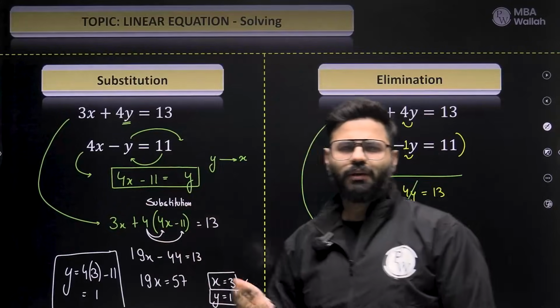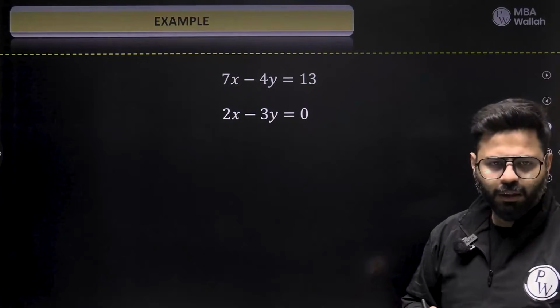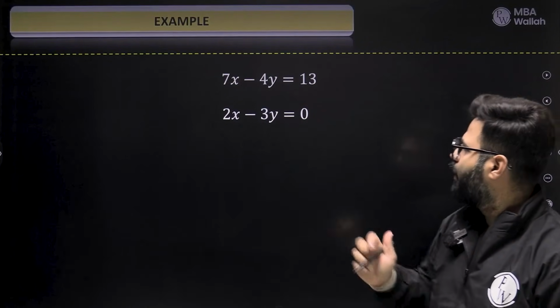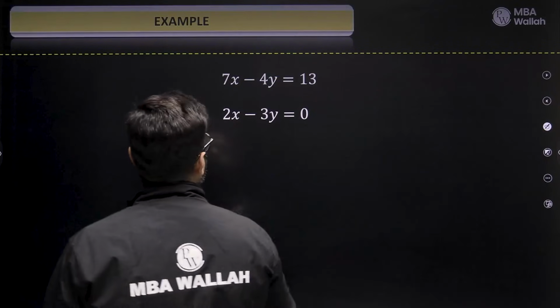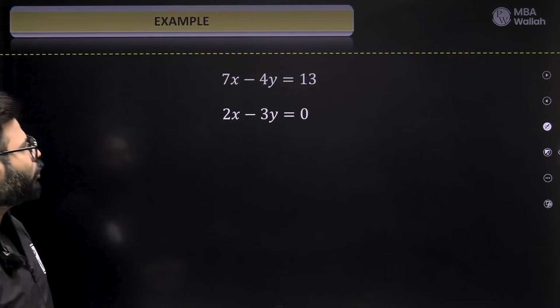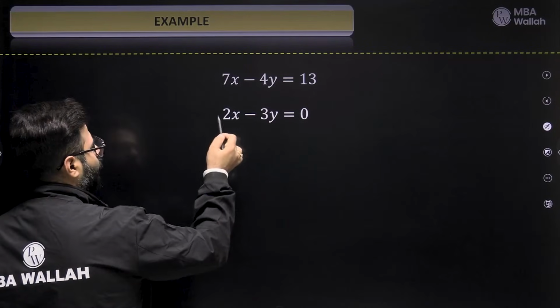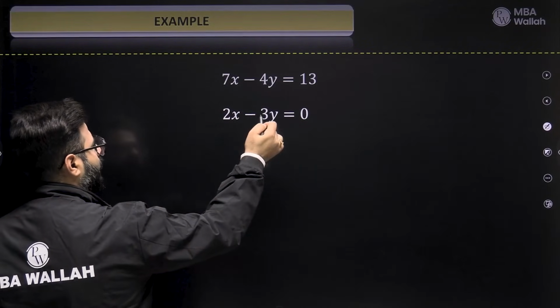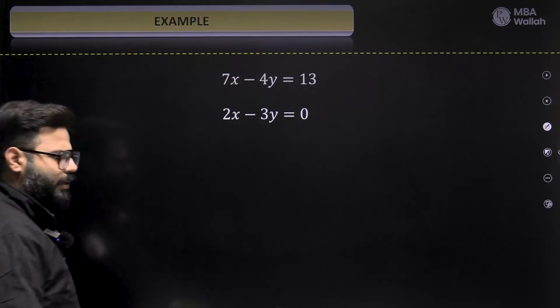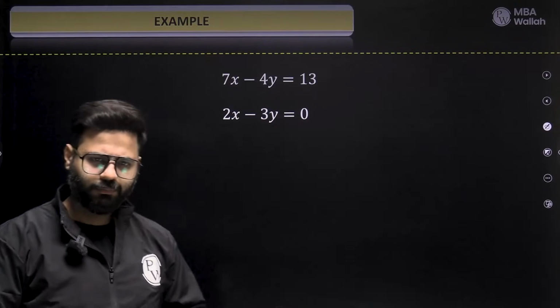Otherwise, it generally goes into the fraction, so I ignore. I go by the elimination then. Now the point is which coefficient we should go ahead and match. I cannot multiply anything to 2 to make it 7, cannot multiply 3 anything to make it 4. So that means I'll have to give both the equations something.